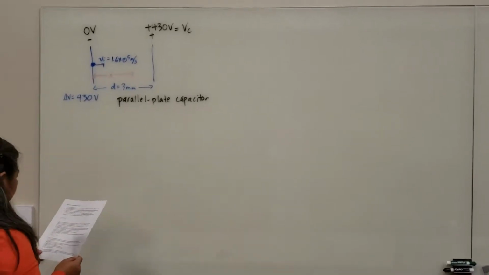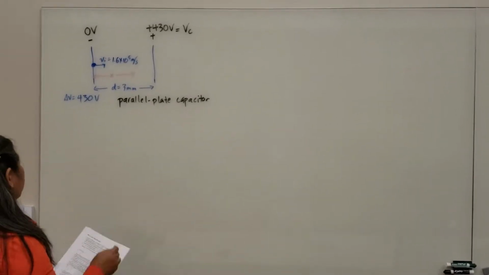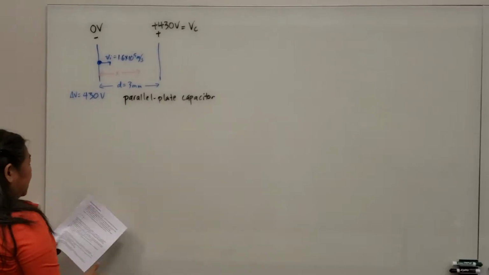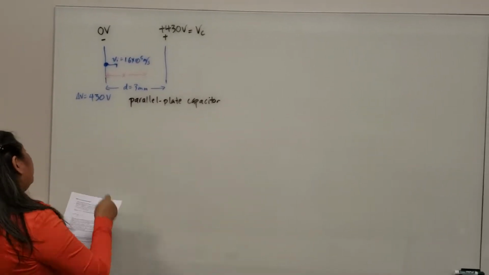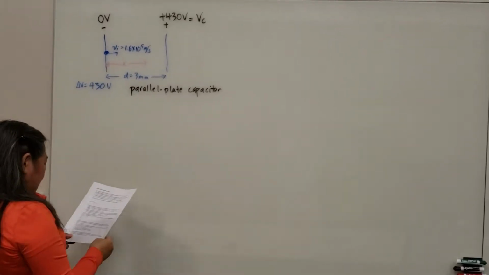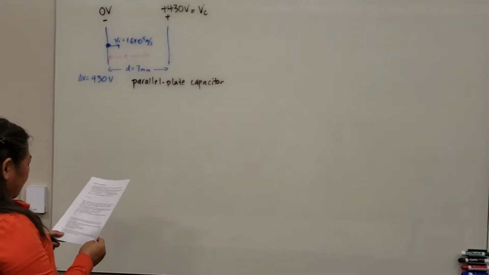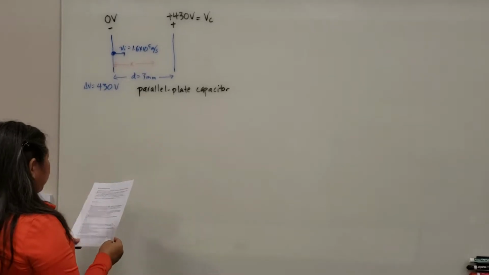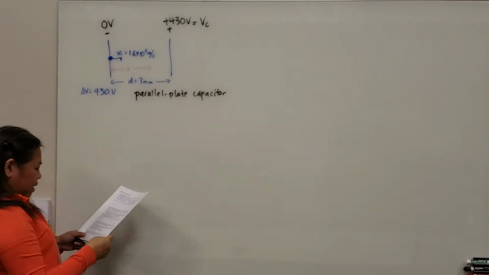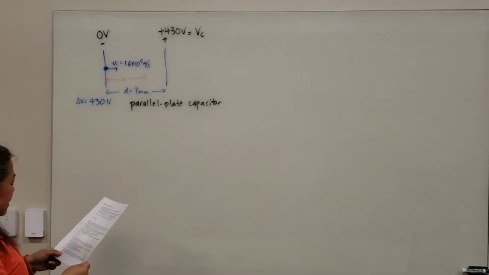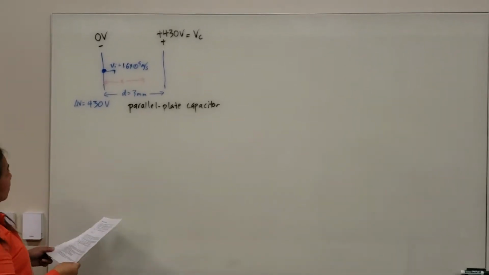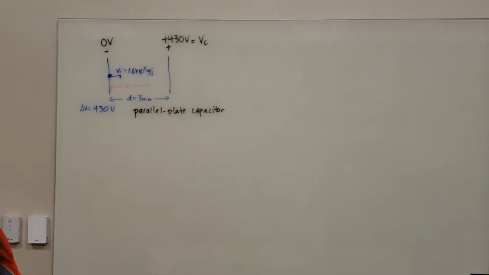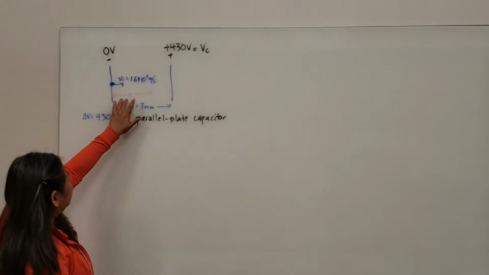The potential difference between two parallel plates, which are 3 millimeters apart, is 430 volts, and a proton is shot from the negative electrode at a speed of 1.6 times 10 to the 5th meters per second, as shown. The question is, what's the farthest distance from the negative plate that the proton reaches? That is represented by a variable x here.